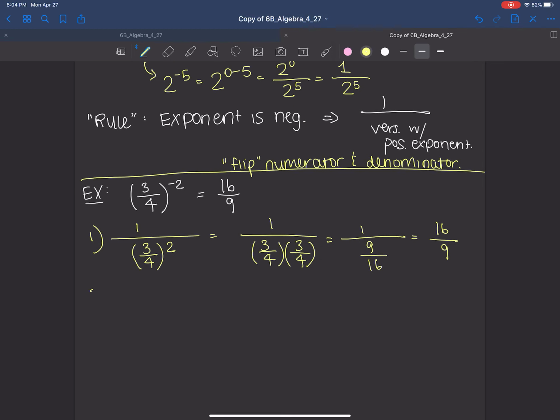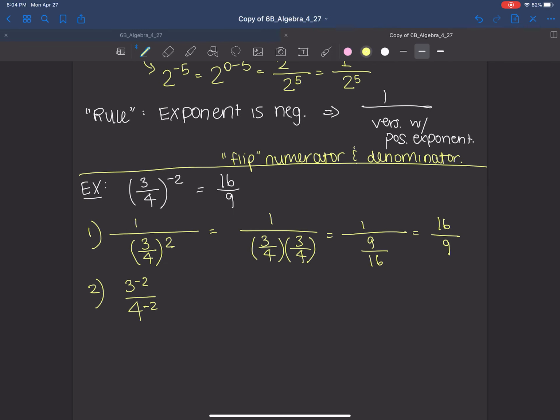The second way of seeing this is I can use my properties of exponents. And I can go 3 to the minus 2 over 4 to the minus 2. We saw this property with positive exponents, and it hasn't changed for negative ones. So 3 to the minus 2 is 1/9, and 4 to the minus 2 is 1/16. So again, we can get 16/9. These two methods work great if you're comfortable working with fractions.